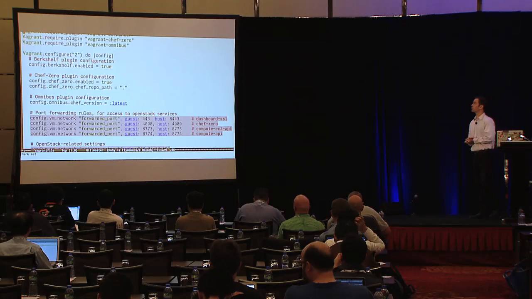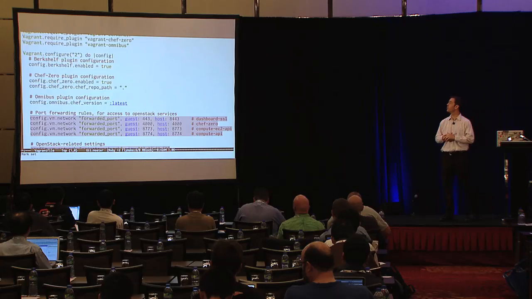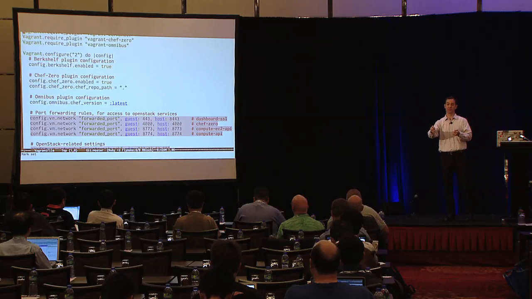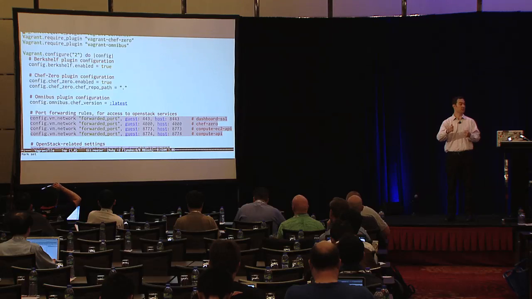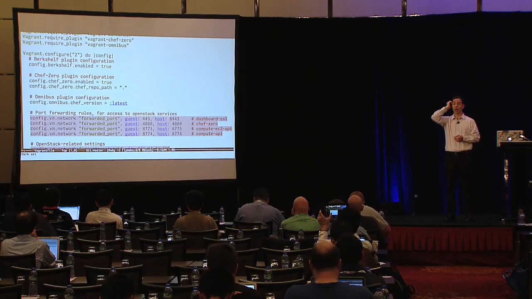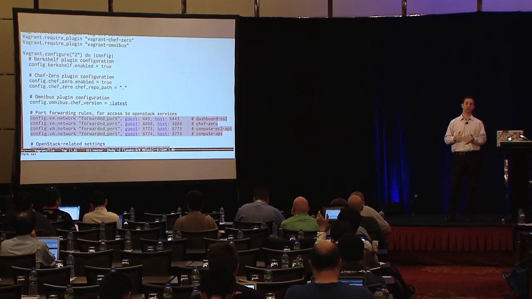Vagrant Berkshelf, Vagrant Chef Zero, Vagrant Omnibus. I just mentioned those. Vagrant Berkshelf reads a file called the Berksfile. It tells you exactly which versions of the cookbooks to use. You can pin them, you can float them, you can use semantic versioning on them. So you can really control the exact versions that you're using.